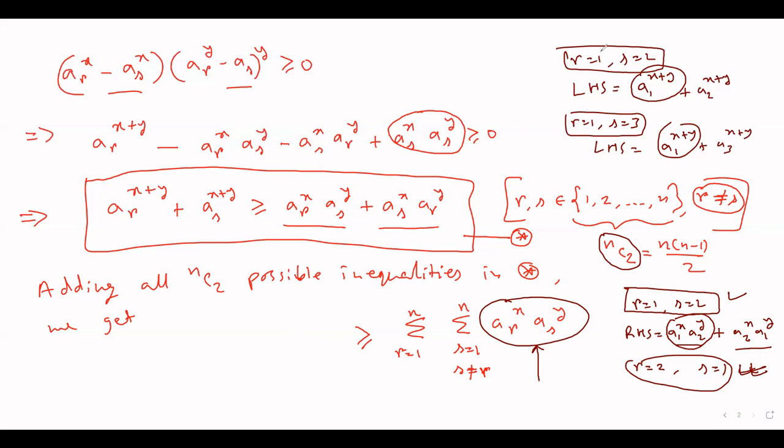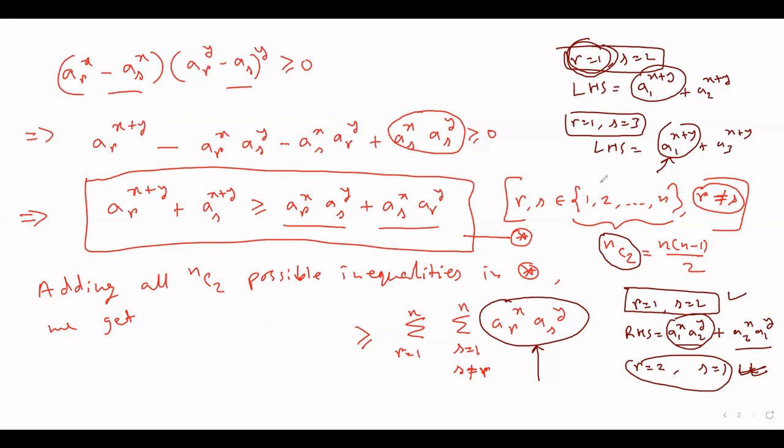If you choose r equals to 1, think in a combinatorial way. s is not going to be 1 ever, right? So if you fix r equals to 1, what are the choices for s? They are from 2 up to n. So we can guarantee that a1 to the power x plus y is going to be repeated overall n minus 1 times. We are going to have n minus 1 number of a1 to the power x plus y.